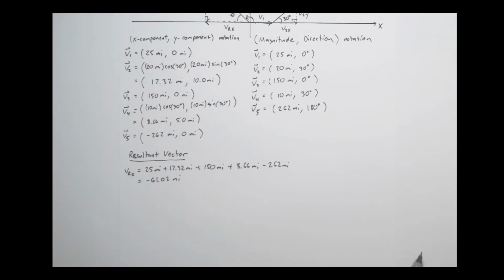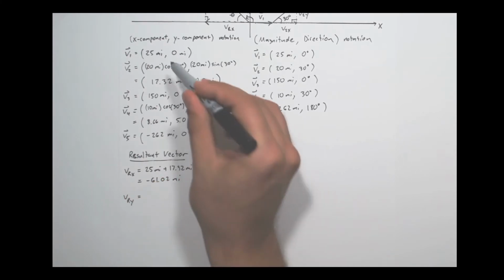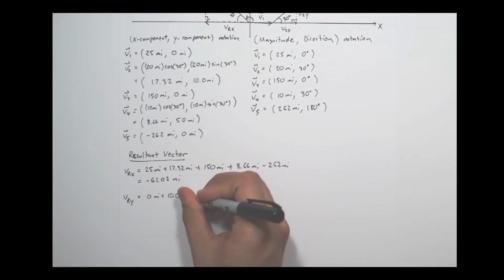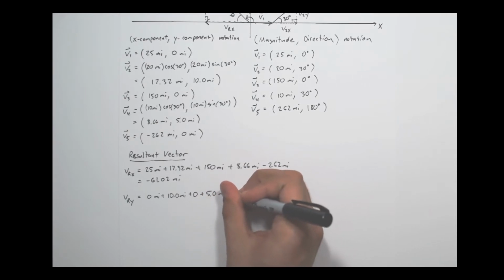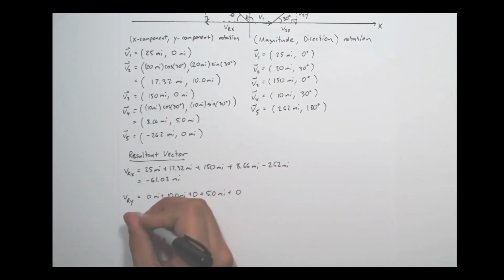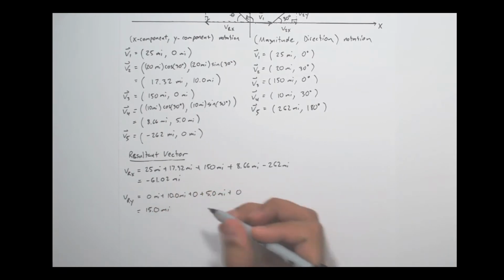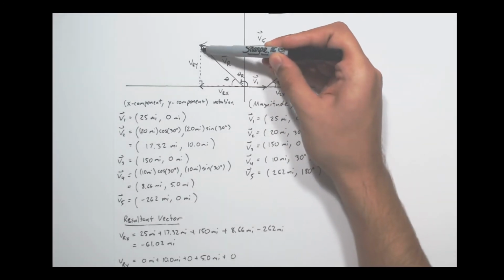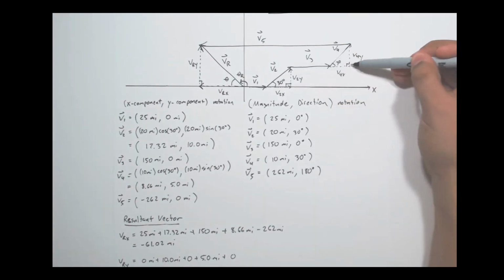Okay, so now we want to do VRY. That's going to be the sum of all these y components. So 0 miles plus 10 miles plus another 0, plus a 5, and plus another 0. And that, of course, will just be 10 plus 5 is 15 miles. And that, in our diagram, corresponds to this vertical VRY, which is just this V2y and this V4y.